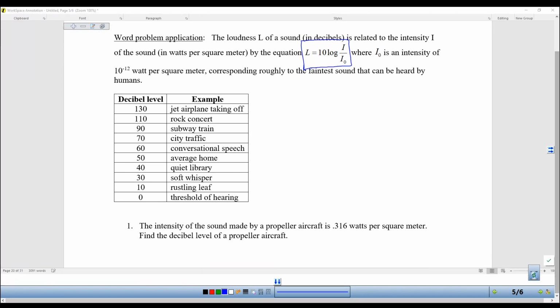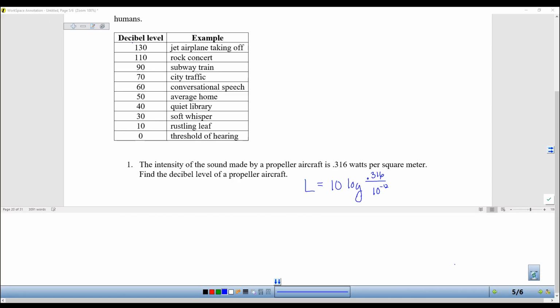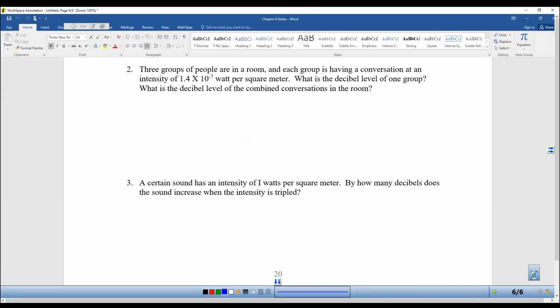So let's find the decibel level for a propeller aircraft. It has an intensity of 0.316. So its decibel level, which is L, its loudness, is going to be 10 log of I, its intensity is 0.316, divided by, and then I sub 0 is always going to be 10 to the negative 12. So you can just go ahead and type that into your calculator, and you should get 114.997 decibels.